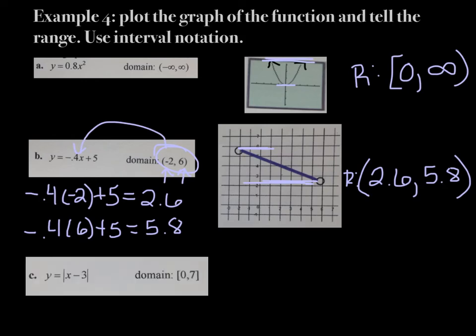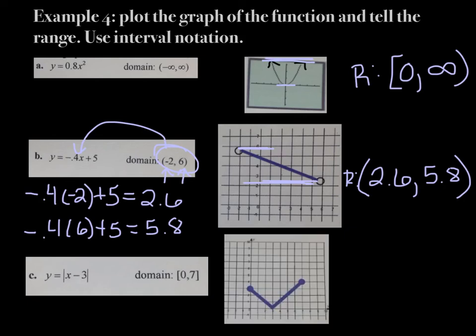All right, and then the third example of this, y equals the absolute value of x minus 3. I don't know if you remember this or not, but absolute value graphs make a V. And when you graph that, we're going to limit our domain to 0 to 7. So you can do this in the calculator, but you want to make sure that you limit the domain.